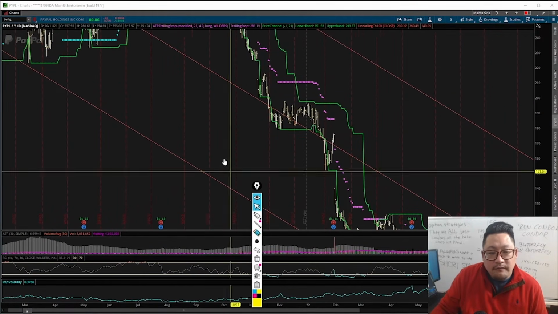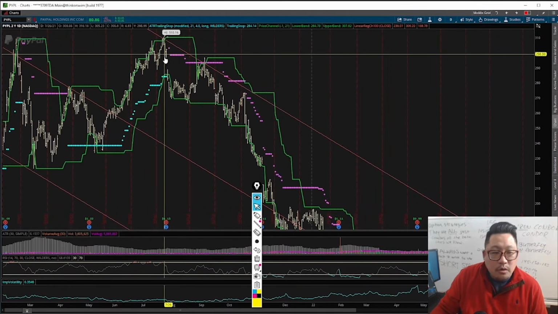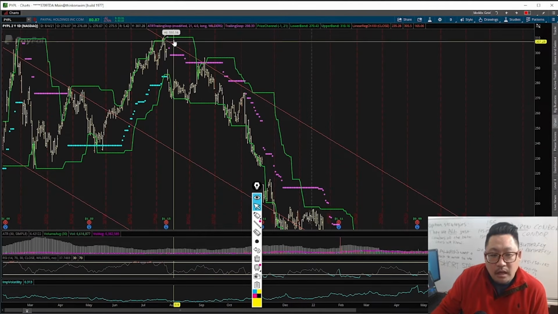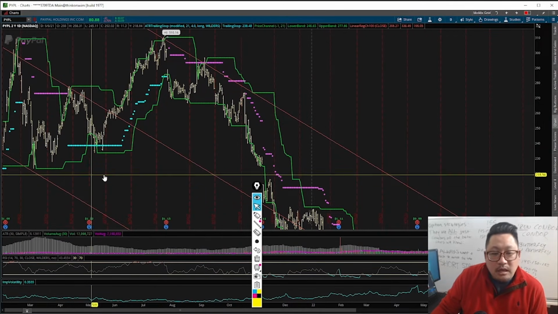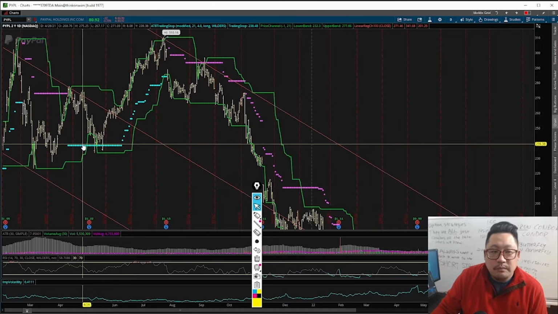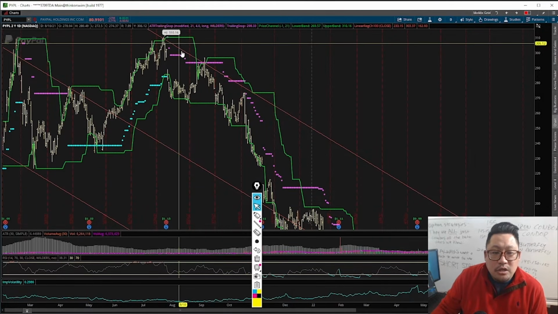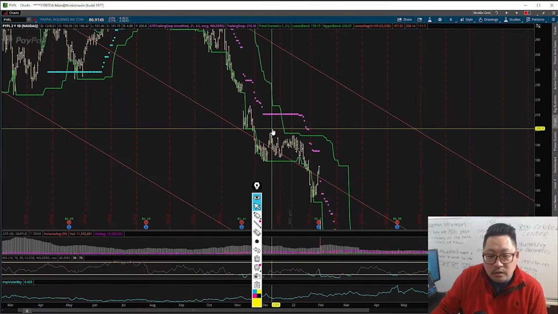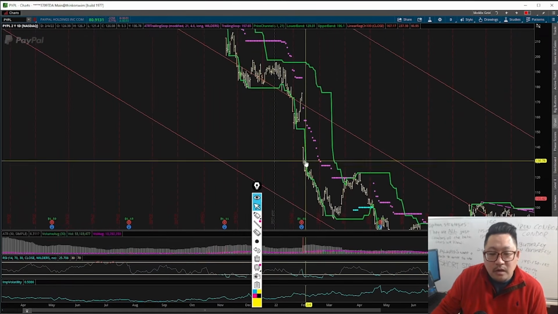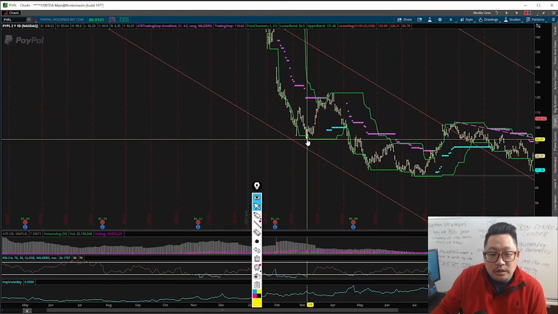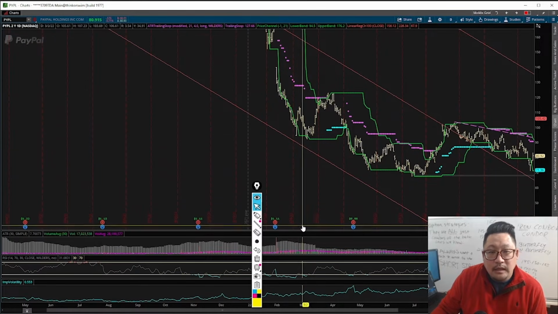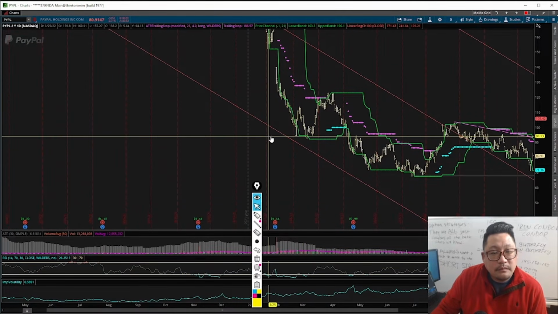So if you were an investor on PayPal, or you were a long-term trader on PayPal, and you recognize this, and imagine you were long at $180 or $200 or $250. Imagine the heartache that this indicator would have saved you as this stock was plummeting and losing 2/3 of its value in less than a calendar year.